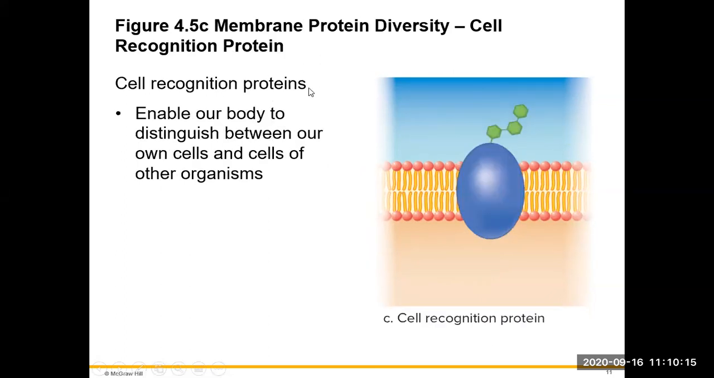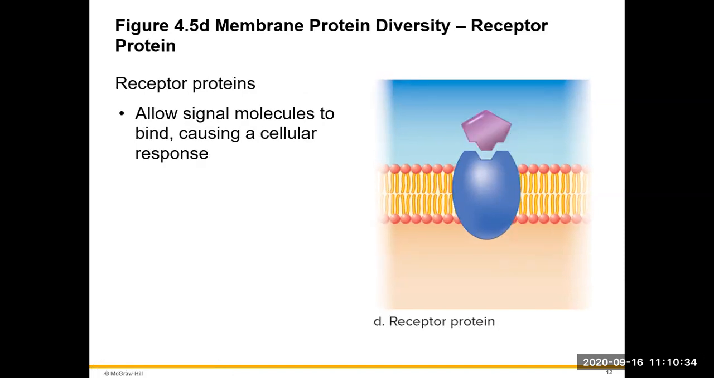Cell recognition proteins, as the name implies, their task is to identify or distinguish between our own cells and the cells of other organisms. And this has a protective function, protects us from invaders.